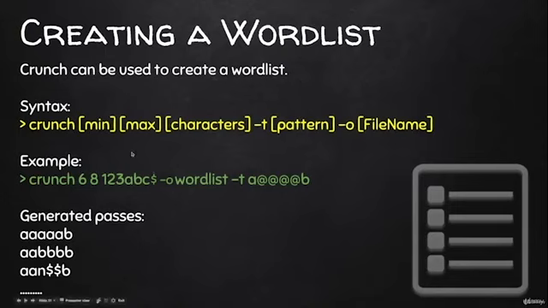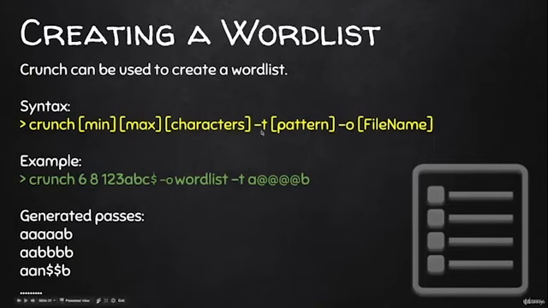So using the tool is very simple. All you have to do is just put the name of the tool, and then you specify the minimum number of characters for the passwords to be generated. Then we're going to specify the maximum number of characters for the password. Then you specify the characters that you want to generate passwords from. For example, you can put all lowercase characters, all uppercase, numbers, digits, or you can just specify a smaller set to make the word list smaller.